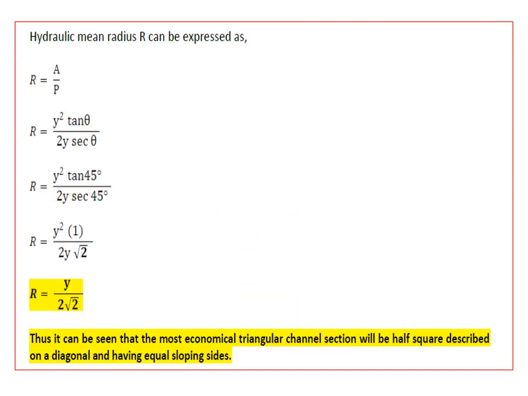Now, what is the hydraulic mean radius? It is A by P. So A is y square tan theta, where P is 2y secant theta. So if you substitute the value of theta as 45 degrees, you get y by 2 root 2. So therefore, hydraulic mean radius is y by 2 root 2.